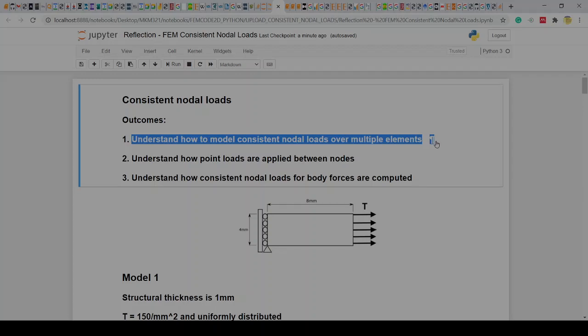But then I want to extend a little bit and say, how do we apply point loads between nodes? I just want to show you, it's so simple to do, just based on understanding what's going on. Then I also just want to do body forces. If you have a body subjected to body forces, how do we actually compute that? I just want to remind you that you've got all of that already in place to be able to do that, so I'm just going to apply the maths and the basic ideas.